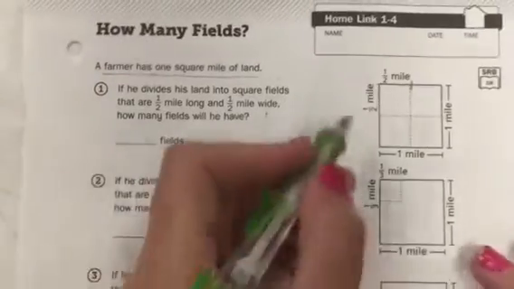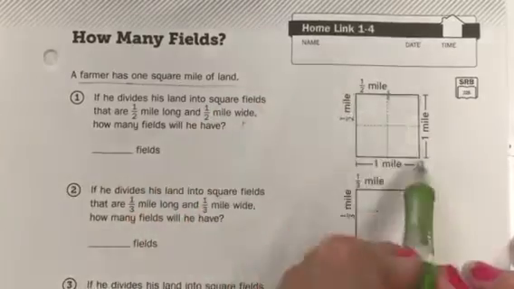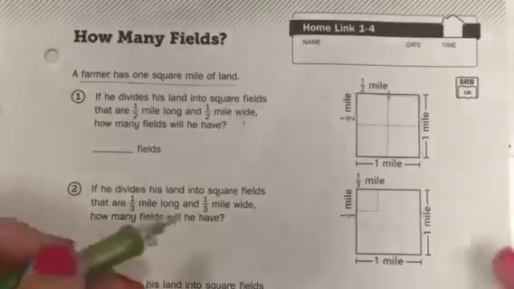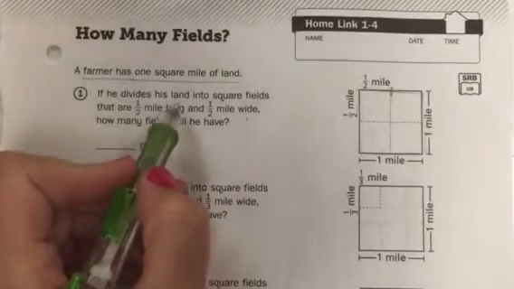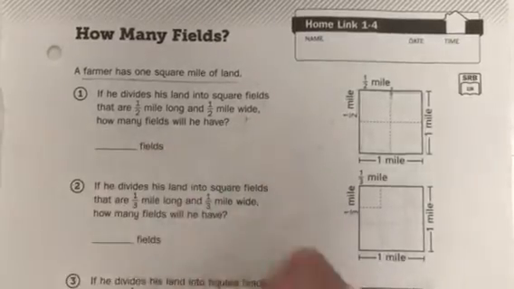and that's going to apply to all of these first 3 questions. 1 square mile, so we've drawn, this is an entire mile. A square mile means all 4 lengths are 1 mile. They're equal, they're square. If he divides his land into square fields that are 1/2 mile long and 1/2 mile wide, how many fields will he have?